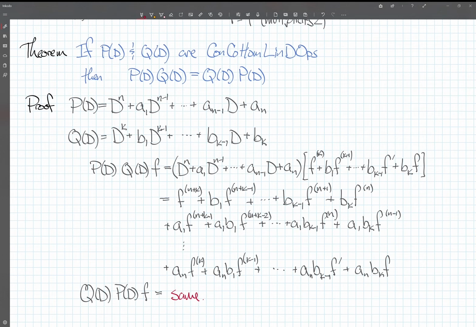In fact, this isn't a coincidence. These polynomial operators act like polynomials in this sense, that is to say, to compose them, you just have to multiply them like you'd multiply polynomials. They also can be factored like you factor polynomials.